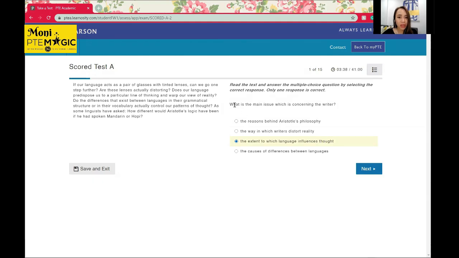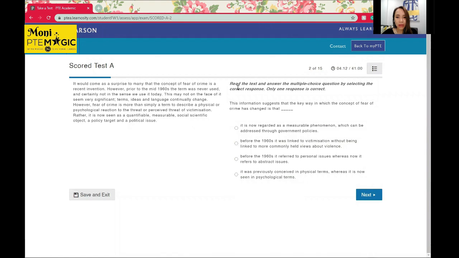Because normally, the tip for you is to pay more attention to the introduction or the conclusion. What is the main issue which is concerning the writer? Here, as some linguists have asked, how different would Aristotle's logic have been if he had spoken Mandarin or Hopi? So if he spoke a different language, it would influence his thinking in a different way. Okay, next one.